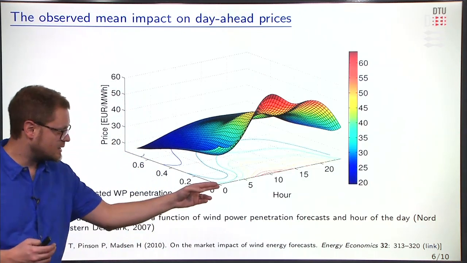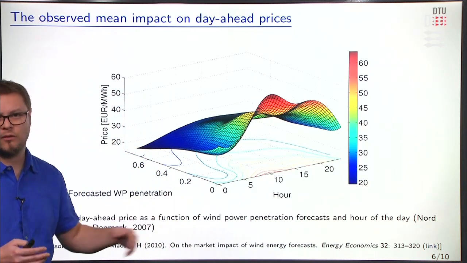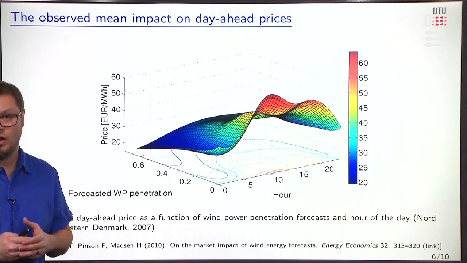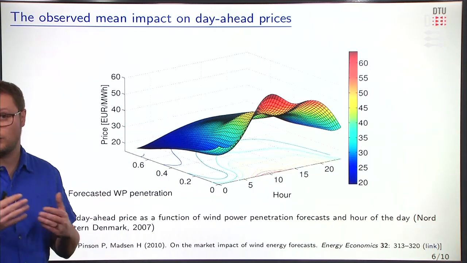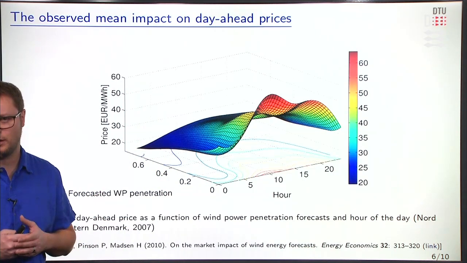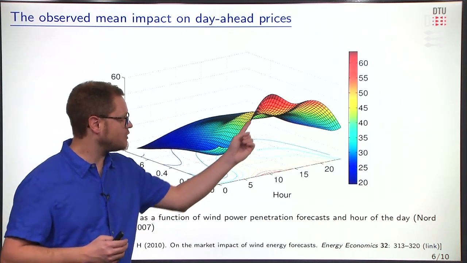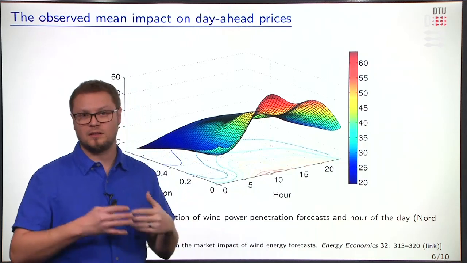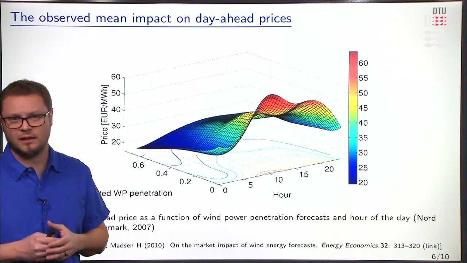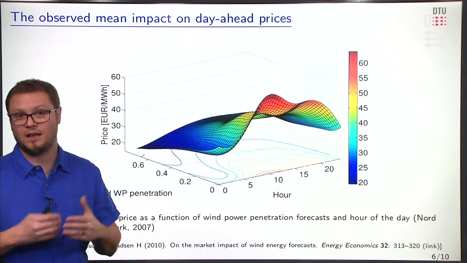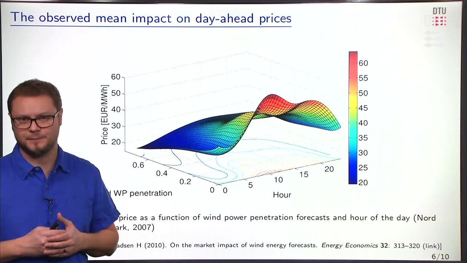When you take this slice here for zero forecasted wind power penetration, you could say it's the reference case of not having renewable energy generation in the system when clearing the market. So this would be the pattern for the price with this evolution that I just explained, depending on the hour of the day and eventually depending on the demand.